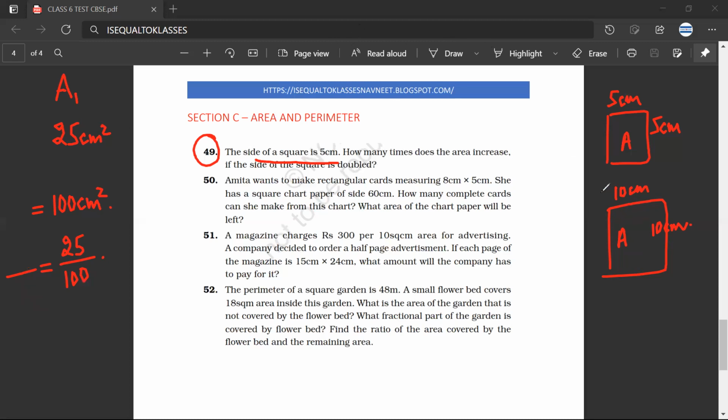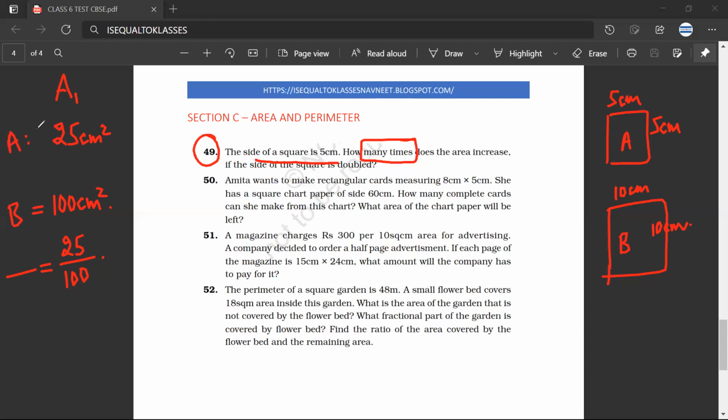I'm sorry. I did the same thing, but I directly found the area and then subtracted both of them, and I got 75. You need not subtract because here it is written how many times. So when how many times is asked, then you have to find the ratio. Mr. Satya, have you understood? Yes, sir.